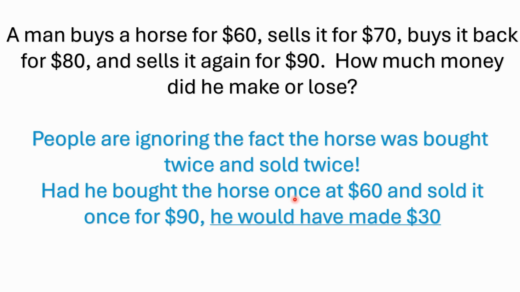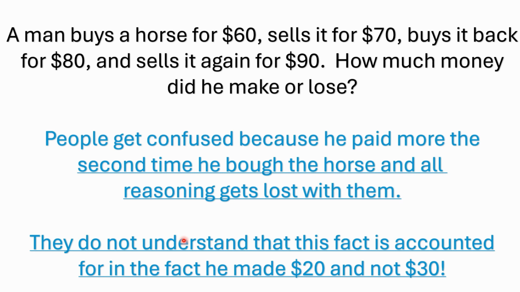But I think what it comes down to is a lot of people are ignoring the fact the horse was bought twice and sold twice. For some reason, some people think that you just look at the first purchase and the last purchase, and that's that. Now, had he bought the horse just once at $60 and sold it once for $90, he would have made $30 because 90 minus 60 is 30. But that's not what happened here. He bought it twice, he sold it twice. And a lot of people seem fine ignoring that.